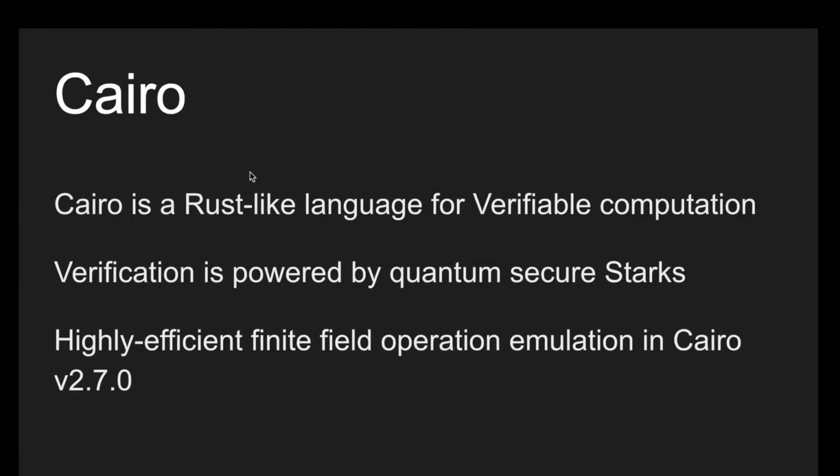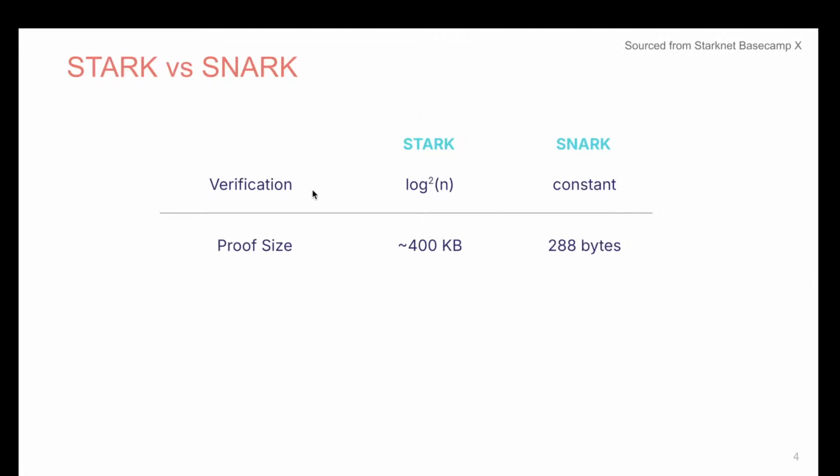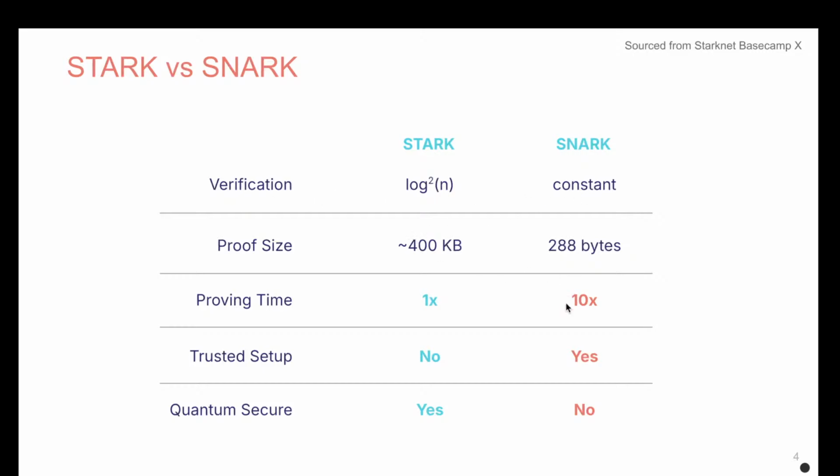I'm not going to talk a lot about Cairo and Starknet because Charlotte has covered it quite in depth. It's just a Rust-like language for verifiable computation, which is powered with Starks. A newly introduced feature in Cairo is highly efficient field operations emulated for any curves that you might want to emulate it for. So here's a bit of an intro on Starks versus Snarks, and I'm not going to talk too much about this one either.